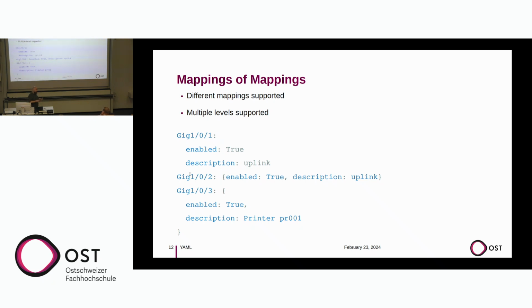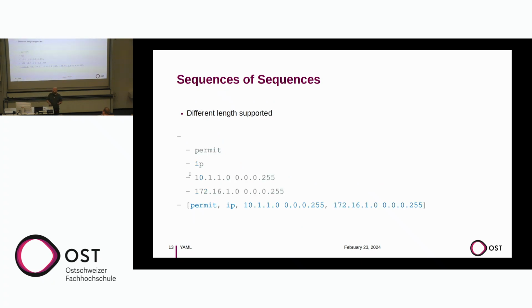Mappings of mappings, so we can have nested mappings. Same thing. I think we can go through all of them quite quickly, as you all know YAML already, and you will practice this in the exercise. We can have a list of lists. We can combine all these different ways.